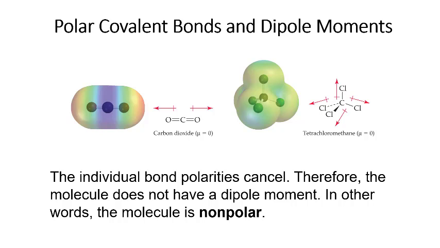Same idea here for this tetrachloromethane, CCl4. We can see that each of these individual CCl bonds are going to be polar, but when we sum all of their vectors together, we can see the net dipole moment for tetrachloromethane is in fact zero, a nonpolar molecule.